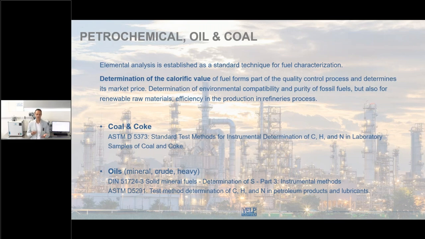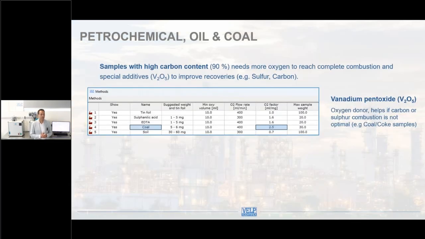According to standards, typically ASTM or ISO, coal, coke, mineral oil, crude oil, and diesel oil are very common samples measured with our EMA 502 elemental analyzer. For instance, a sample with high carbon content, such as coal, that can have up to 90% carbon, needs more oxygen to reach complete combustion. And sometimes we add special additives, such as vanadium pentoxide, to improve recoveries.